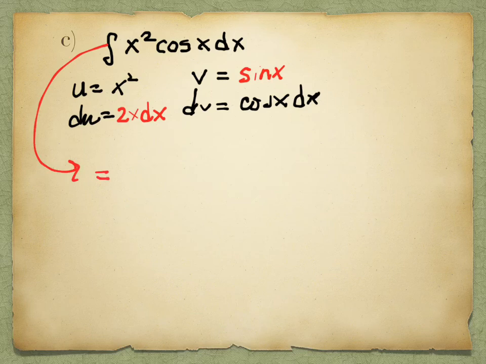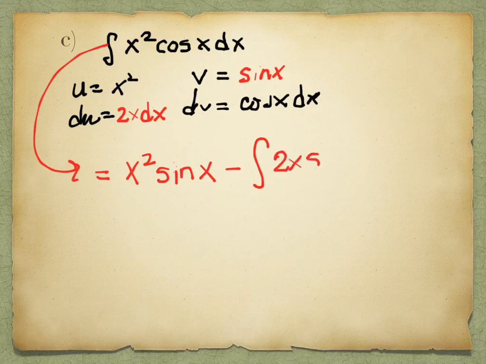Okay, so I'm going to come down here and rewrite this function. So this will be equal to, we multiply across the top, so I have x squared sine x, minus the integral, and now I multiply my red diagonal together, which means it's going to look like 2x sine x dx. So far, so good? But I got to do it again.